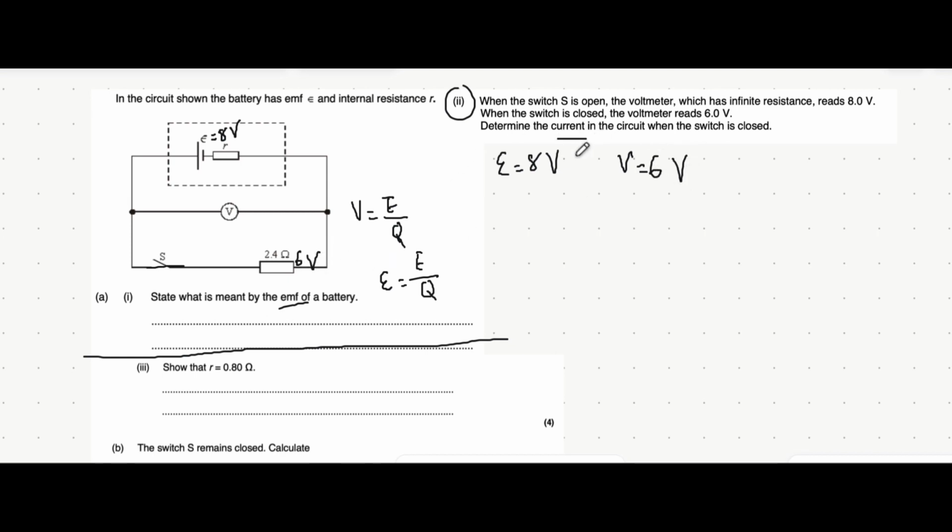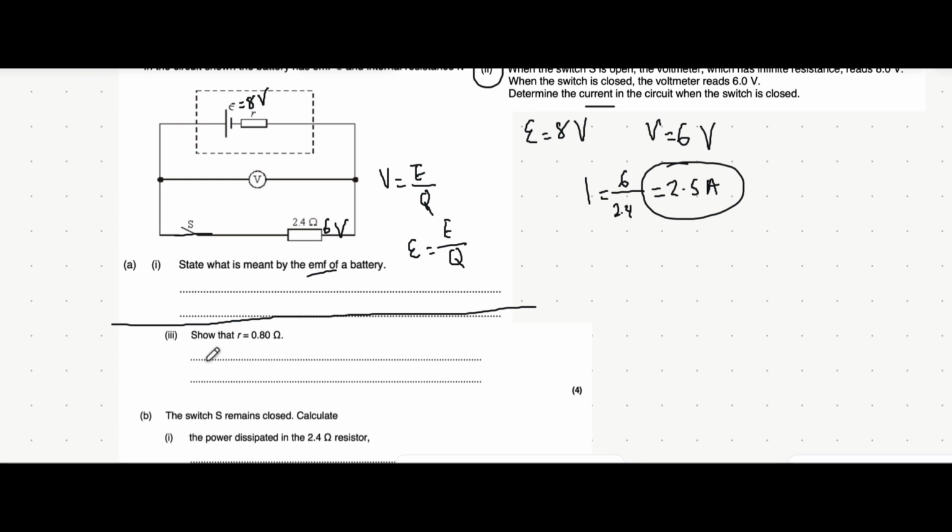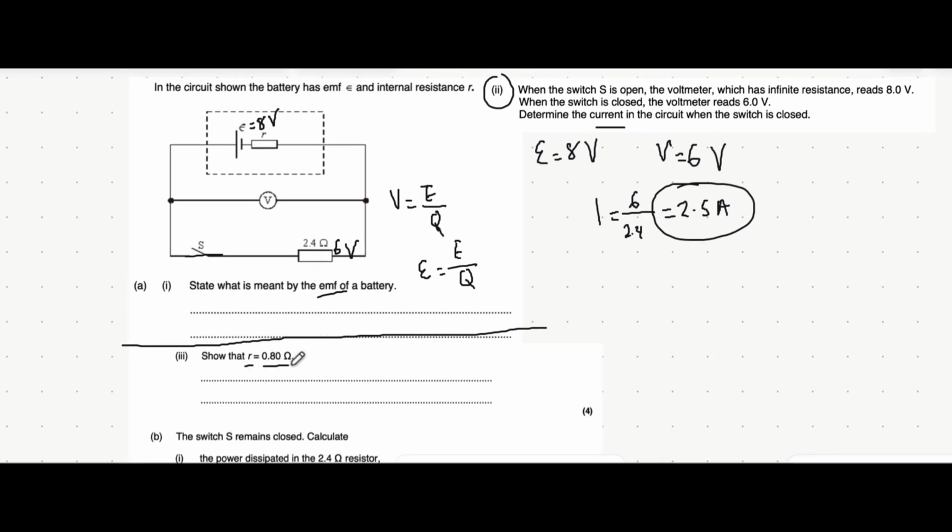It then asks you to find the current when the switch is closed. We can find the current through this component and say that's the current through the circuit, because this component is in series with the whole circuit now. So current I is V over R, the voltage of 6 volts divided by the resistance of 2.4, and that's 2.5 amps. So let's write that out. Great. Moving on to the next part of the question: show that the internal resistance is 0.8 ohms.